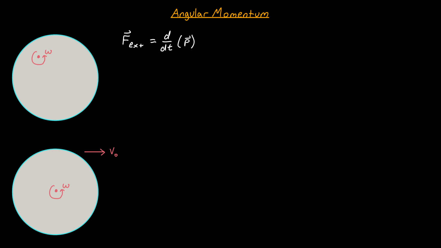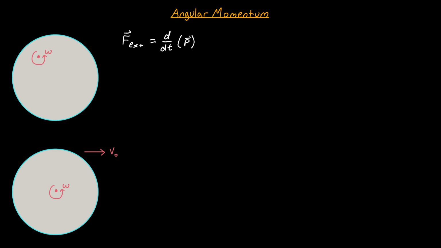So what we're about to do now is write down the external torque on a system, and we're going to try to write it down as a time derivative of something. But whatever that something is, we'll know that it's a constant whenever there's no external torque. Okay, so let's get started.